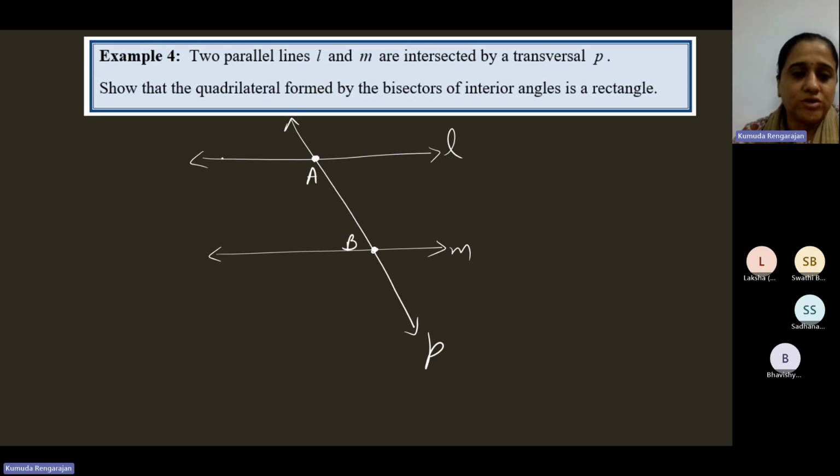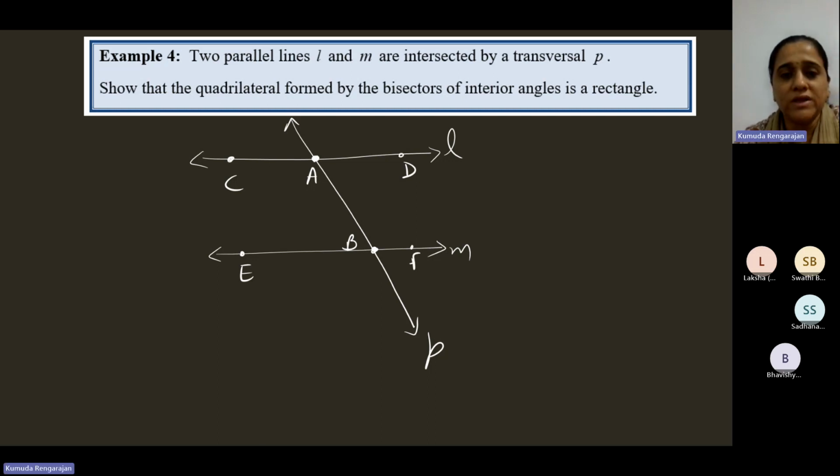On this line L, you should take 2 points, say C and D. On this line M, 2 points, E and F. This should be sufficient. On every line you have, you should have at least 2 points marked. Only then you can name the angles. Every line you have, there should be at least 2 points.